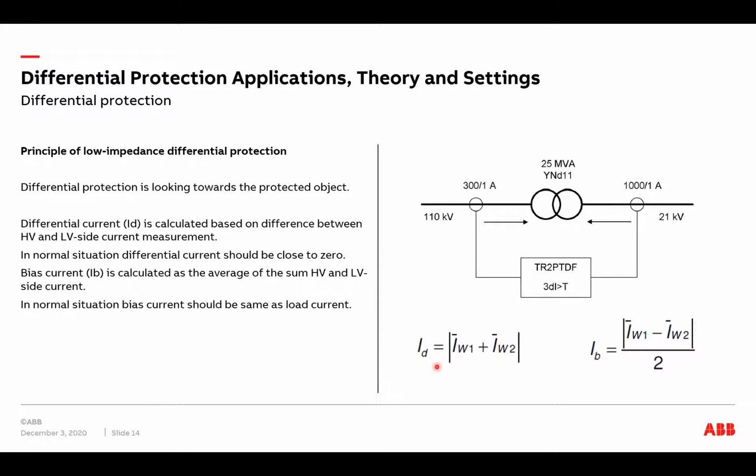Generally, we can say that in a normal situation, the differential current calculated should be 0. We are also calculating a bias current, which is the average of the sum of the high voltage and low voltage side currents. So looking at the bias current in normal situations, it should be the same as the load current.